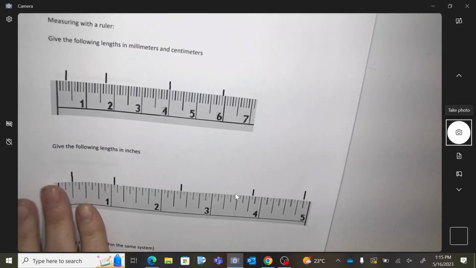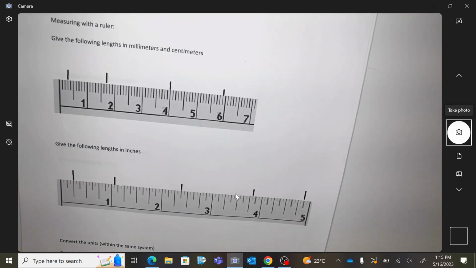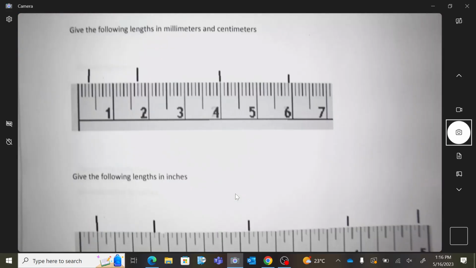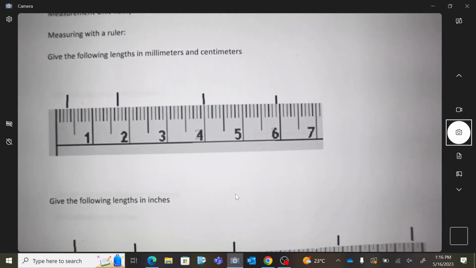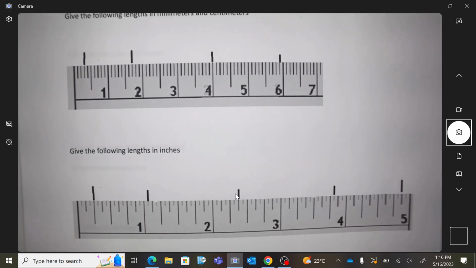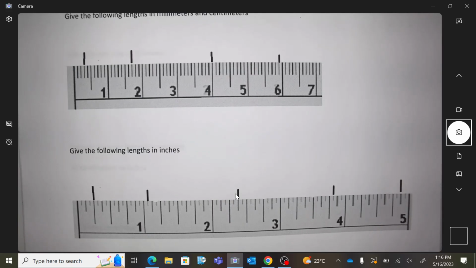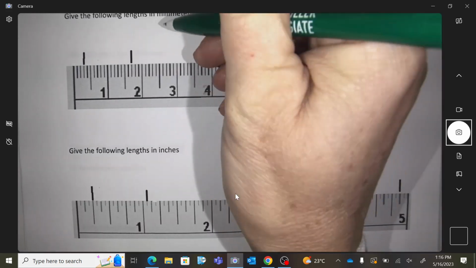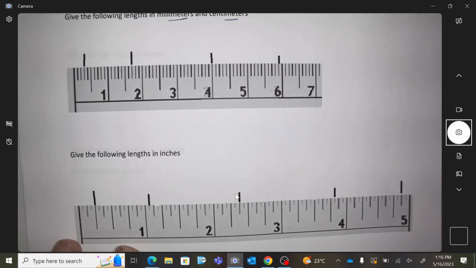Right, the first section is ruler stuff, so you'll have that on your test. Imperial, metric, both of them. Okay, so this one is a, what kind of ruler? Metric or imperial? Metric. Yeah. Okay, so I think I asked you millimeters and centimeters.